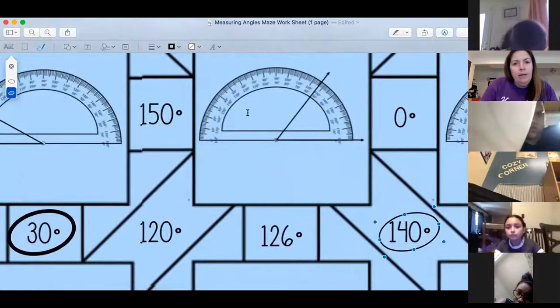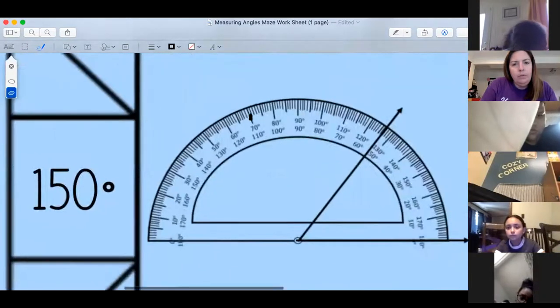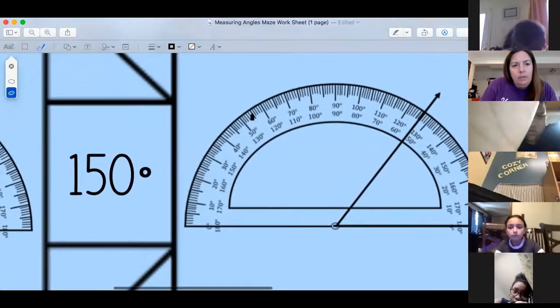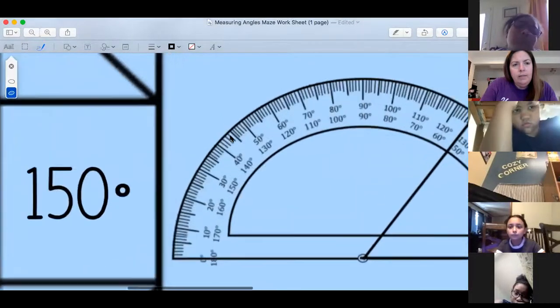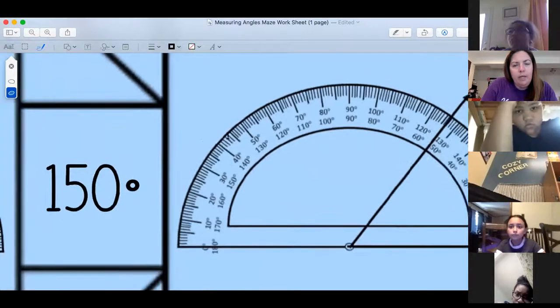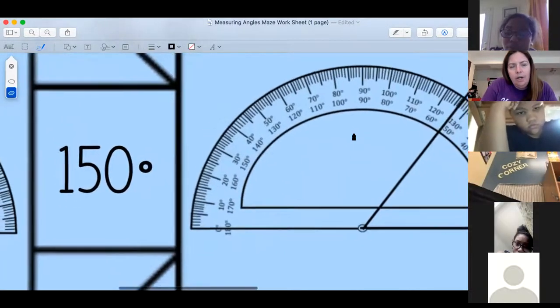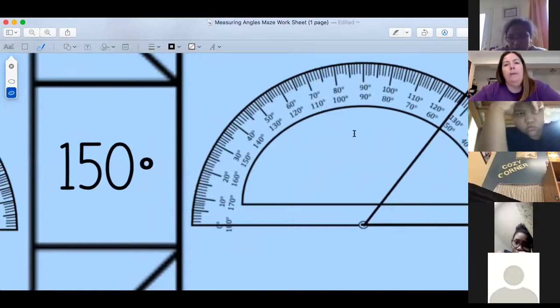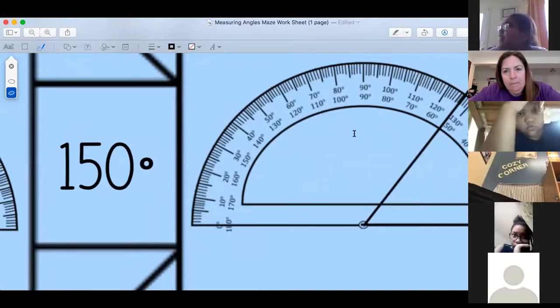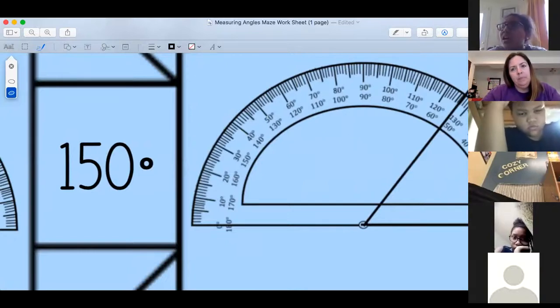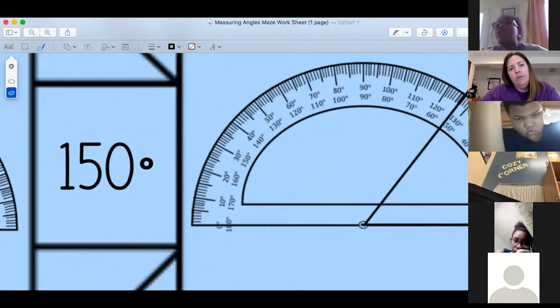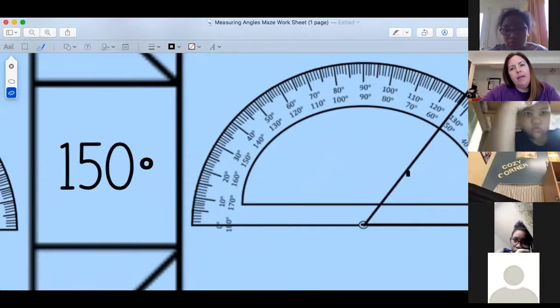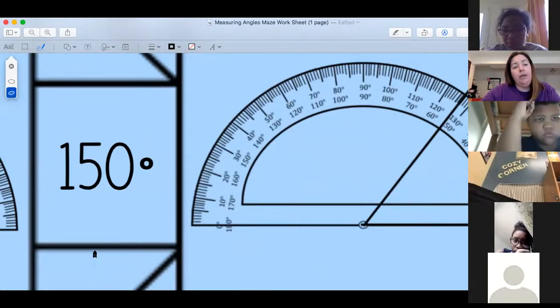All right, here we go. Alexis or Da Vinci, I haven't heard from you in a while, or Savannah. I'd love to hear you on this angle. So this angle starts here at the baseline. It is an acute angle. And what is the measurement?